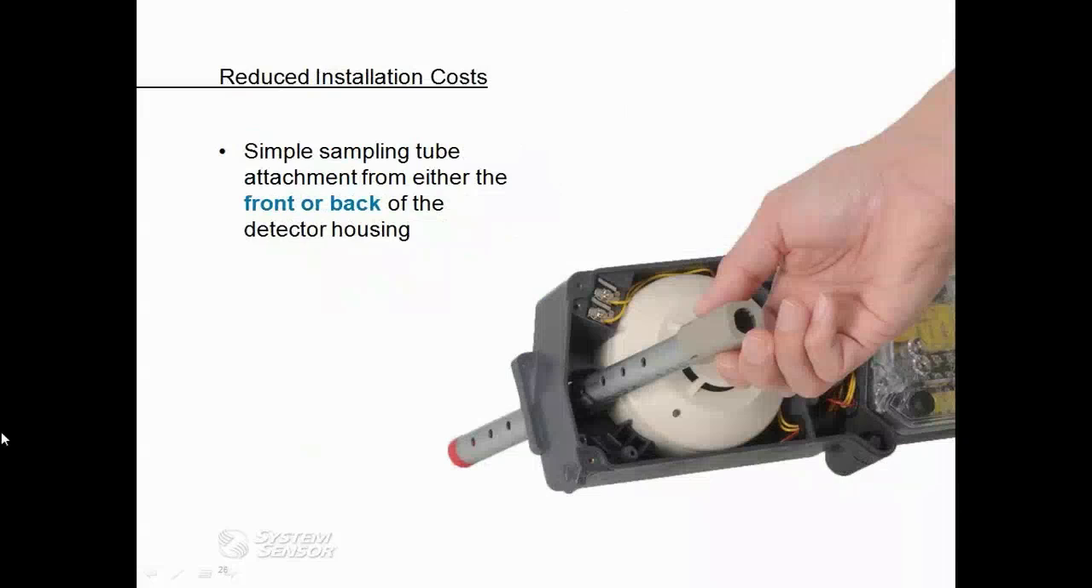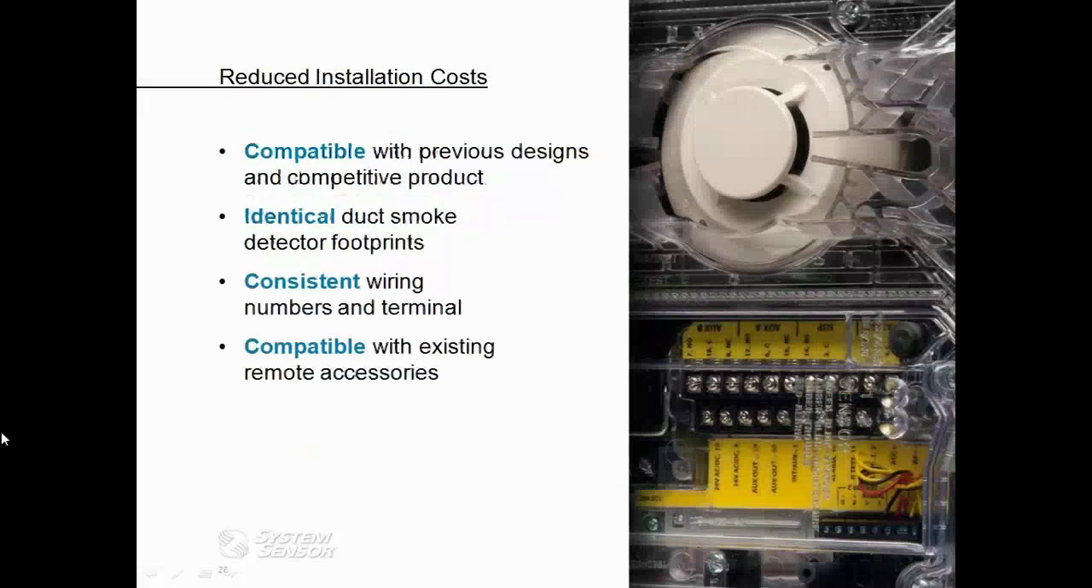System Sensor sampling tubes are also quick and easy to install. They don't require any screws or tools. They snap into place and can be installed from either the front or the back of the duct smoke detector housing. And there's also an arrow located on that plastic adapter, as I mentioned on an earlier slide, so that it's a lot easier to see which way your holes are facing.